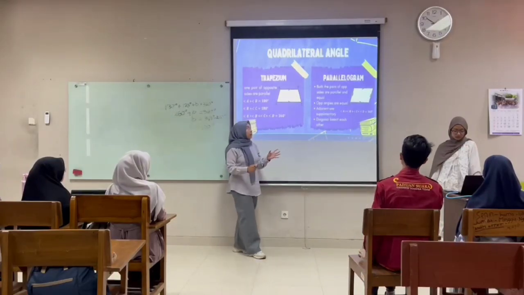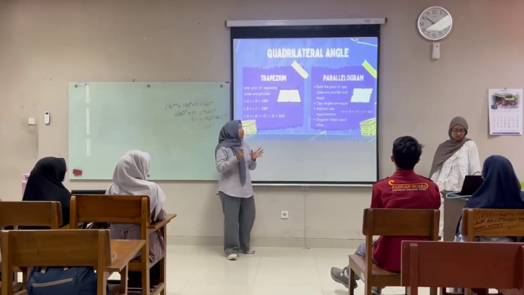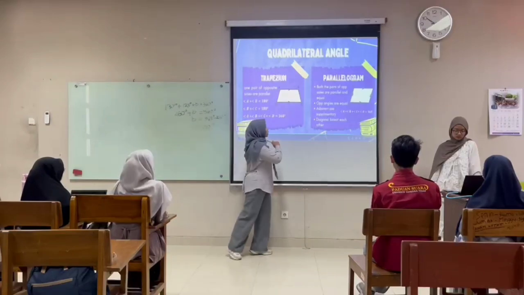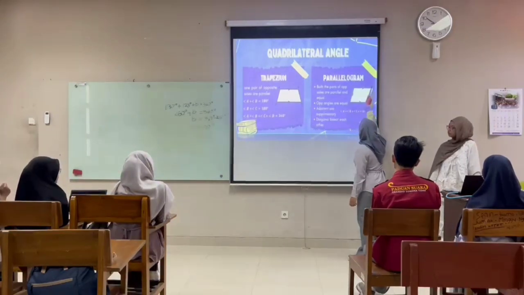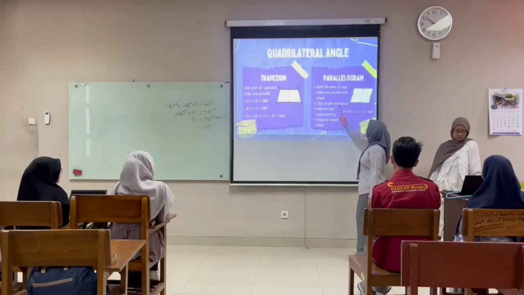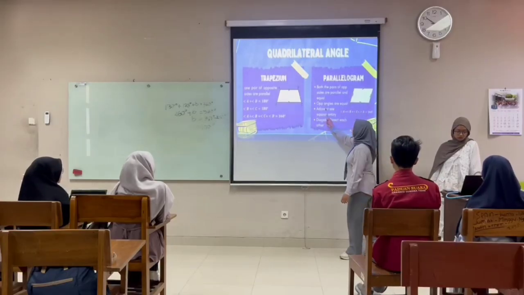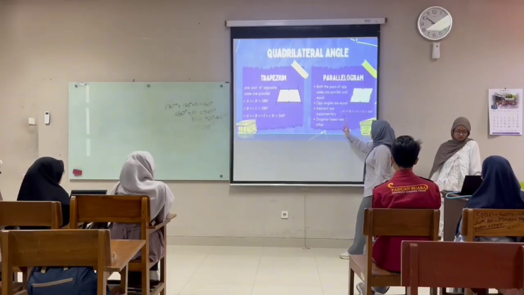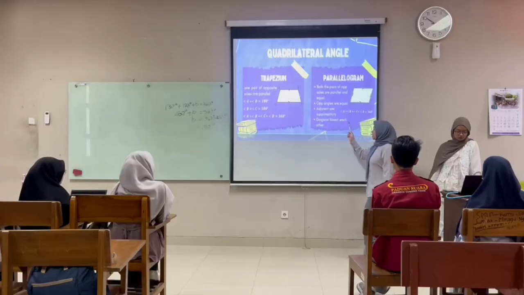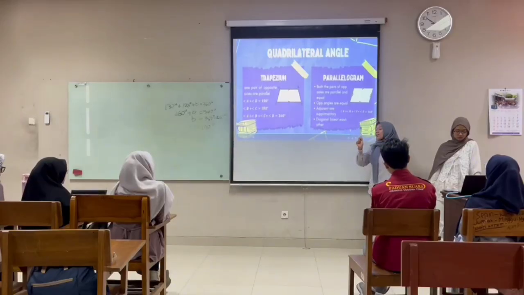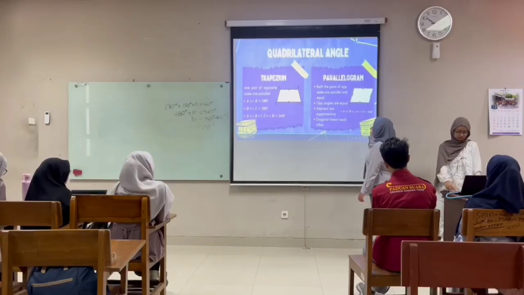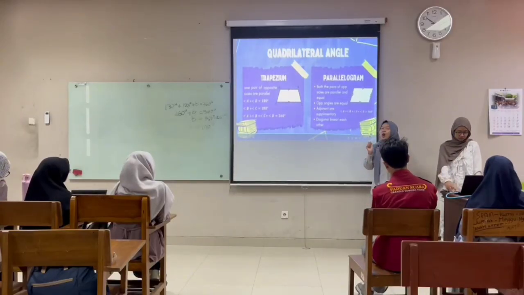Okay, second is the parallelogram. A parallelogram has pairs of sides that are parallel and equal. Two pairs of angles are equal. So this is angle A, B, C, D. Three, adjacent angles are supplementary and the diagonals bisect each other. So angle A plus angle B plus angle C plus angle D is 360 degrees. Okay, good job.